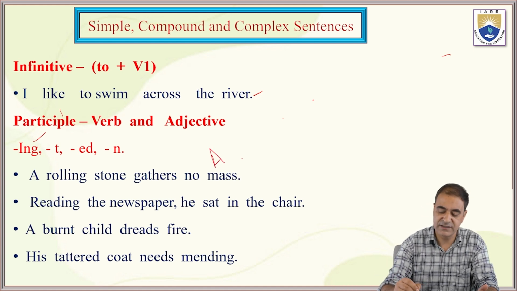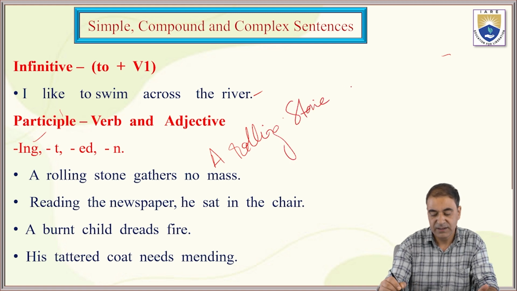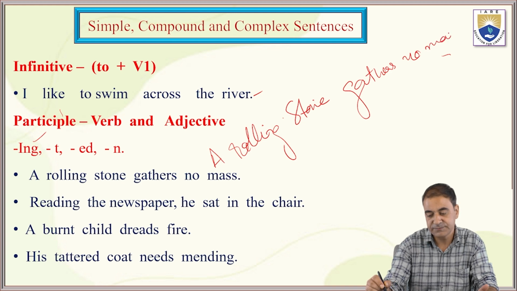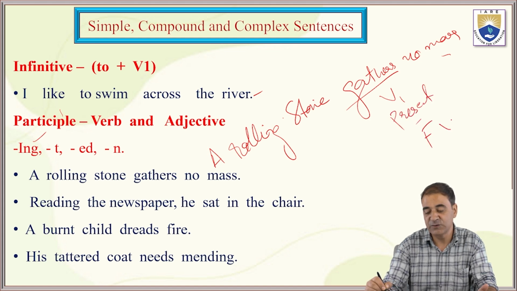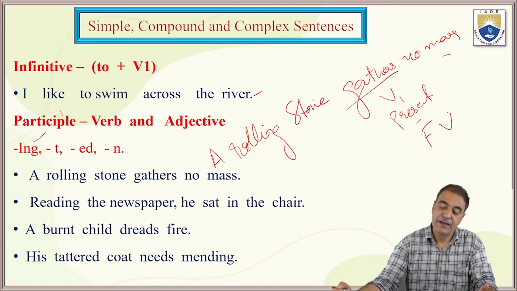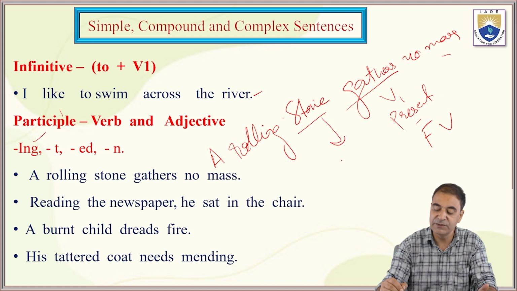If you look at the first sentence, what's our first sentence? A rolling stone gathers numbers. Now this gathers, this is a verb in first form. That means it shows the present time. And that means it's a finite verb. And here we have the stone. Stone is a noun.